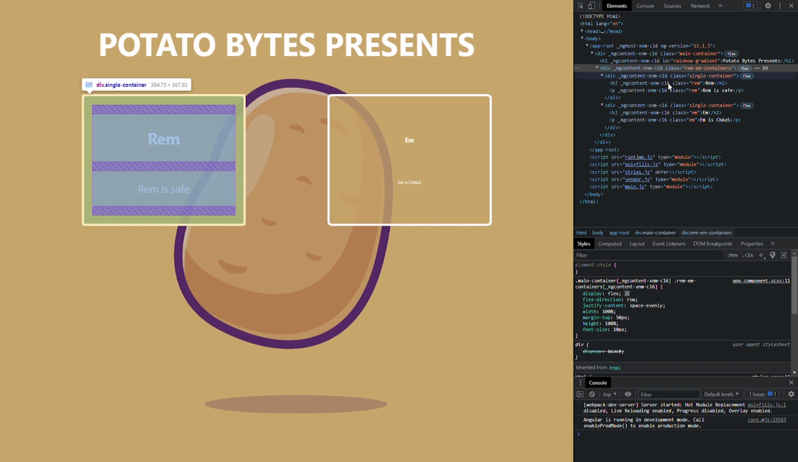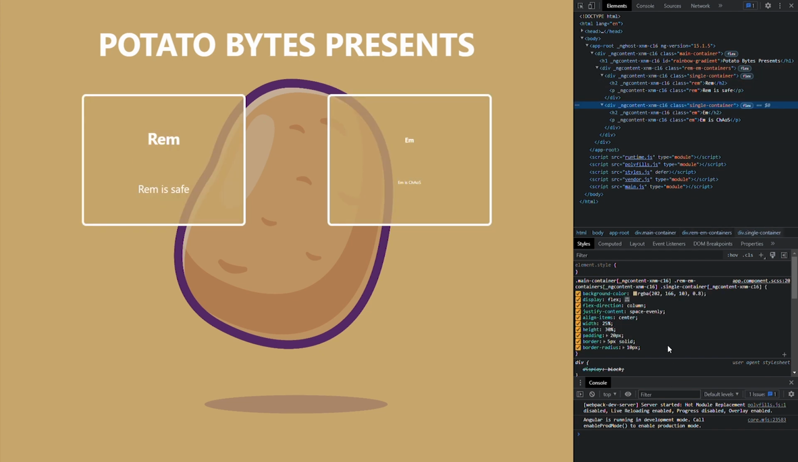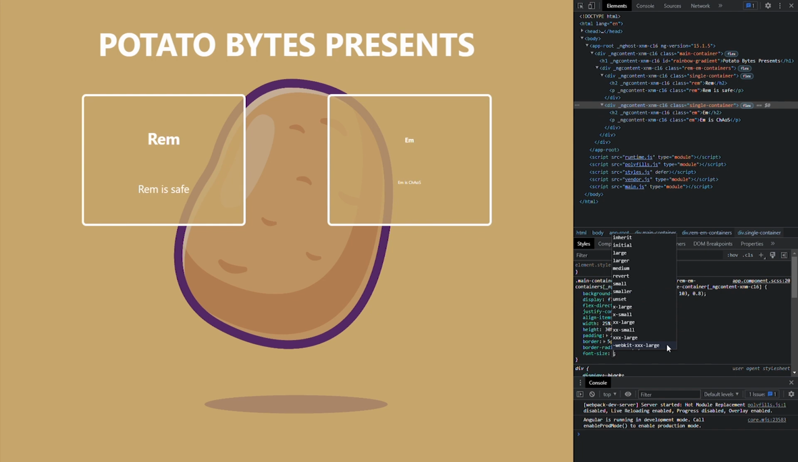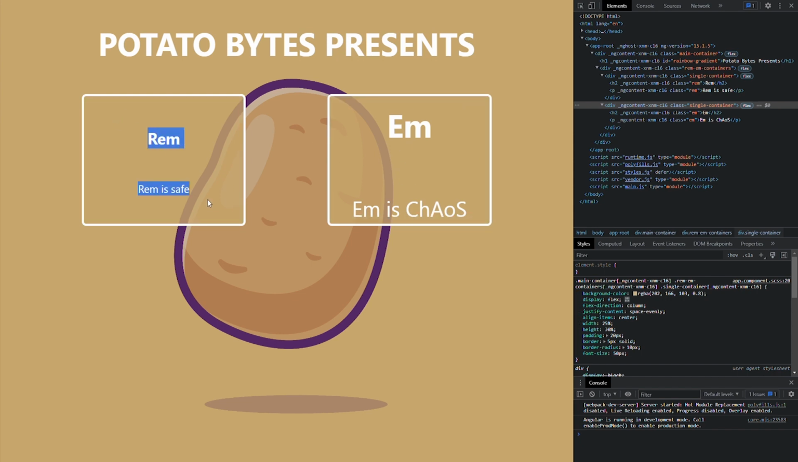If we take a look at another div element, let's do one closer to home, and we suddenly add a font size property there, maybe let's do something larger this time. You'll notice that suddenly, boom, the EM properties are affected again, and this time they're large. REM is our trusty good friend, it's still safe, but EM is absolute chaos.